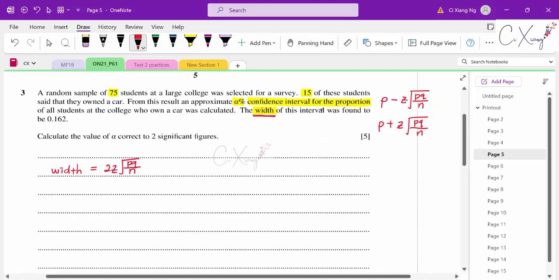Before we can calculate the confidence interval, they are actually interested to find out the value of alpha. They want to know what the percentage for alpha is here. First of all, I need the value of P and also the value of Q. So how to get the value of P? P is the proportion of students who own a car, which is 15 divided by 75. So we get a very nice number for the proportion here. It should be 0.2.